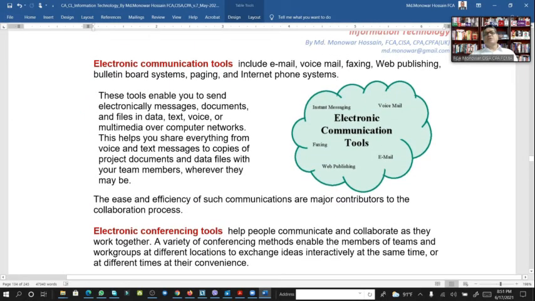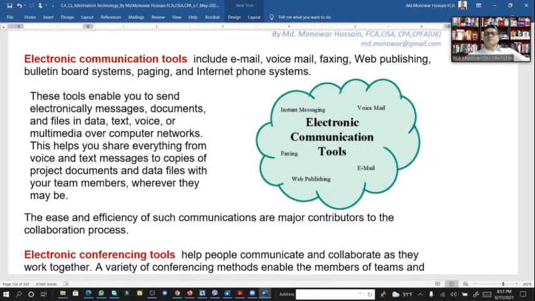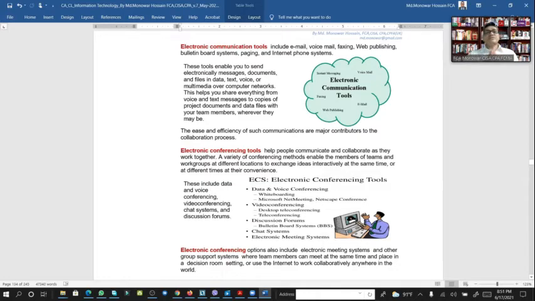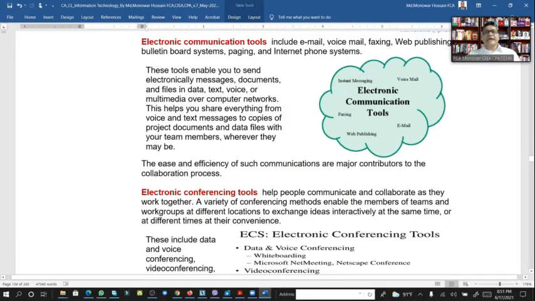Look here, electronic communication tools include email, voice, faxing, web publishing, bulletin board systems, paging, internet phone systems, etc. Here is the picture of electronic communication tools. These tools enable us to send messages, documents, files, data, text, voice and multimedia electronically over computer networks. This helps us share everything through voice, text, etc.